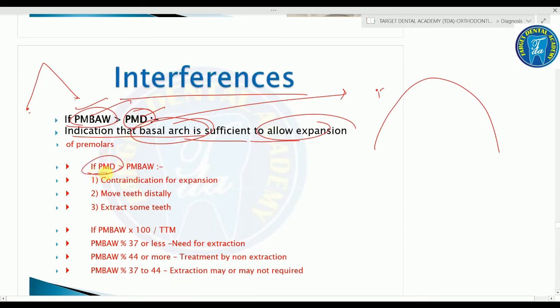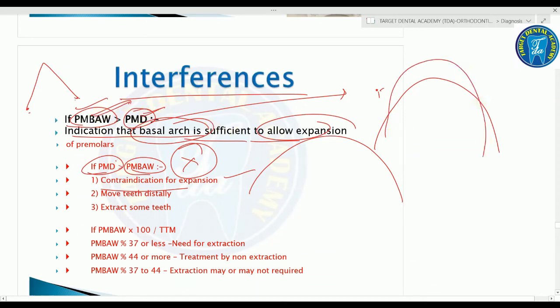If the PMD, the premolar diameter, is more than the premolar basal arch width, the arch expansion is contraindicated. In that case you will not go for the expansion. But if the PMBAW is more than the PMD, in that case you need an arch expansion. Move the teeth distally and extract some of the teeth to compensate.